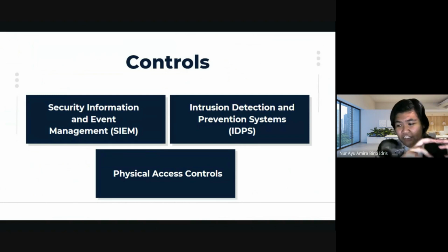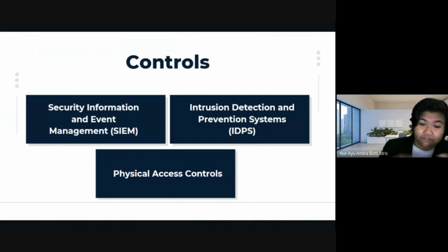So once an intrusion is detected, the IDPS can take immediate action to block and also mitigate the threat, such as blocking network traffic from the attacker's IP address or terminating a suspicious process. So by deploying IDPS solutions, organizations can enhance their ability to detect and also respond to the potential security breach in the SCADA systems. Next, I will pass to Renia.